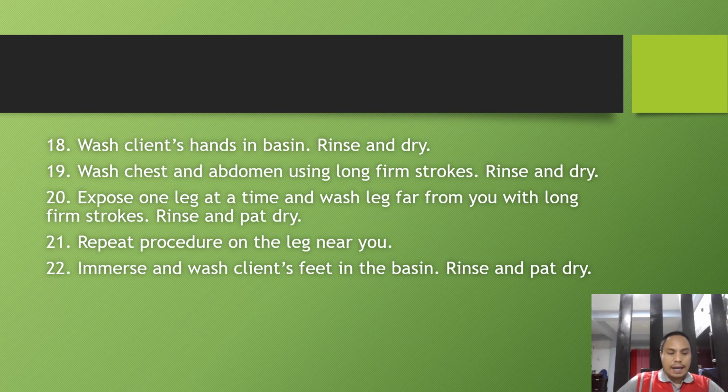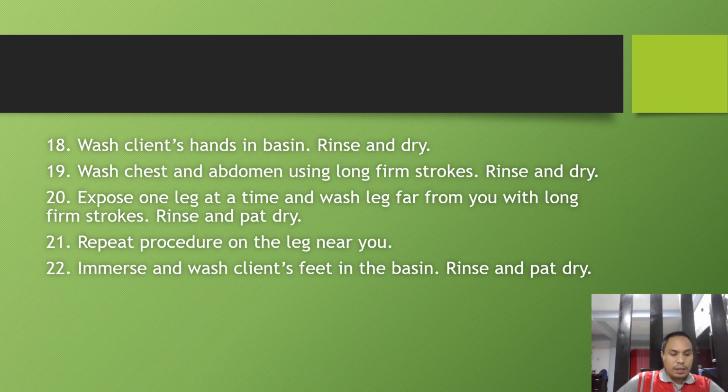For both hands, we need to fold the bath towel in half and lay it over the bed beside the client. Wash both hands to prevent soiling of the bed. After that one, we need to wash the chest and abdomen using long firm strokes, rinse and dry. Place the bath towel over the client's chest and fold the bath blanket down to the pubic area. Wash, rinse and dry the chest and abdomen using long firm strokes, paying attention to the skin folds. The rationale here is that skin folds accumulate dirt.